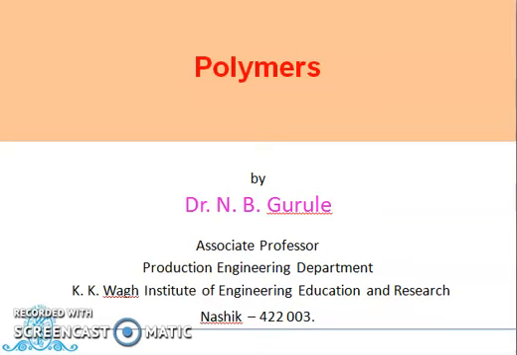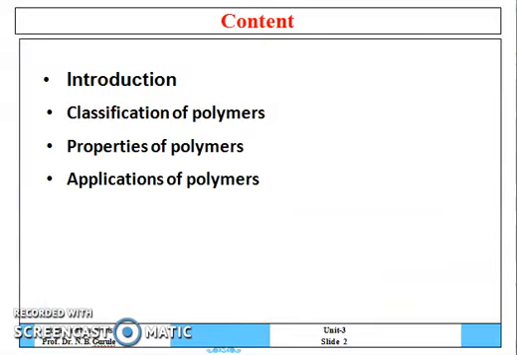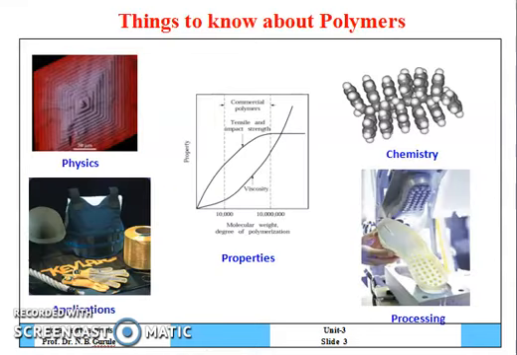So let us begin with advanced polymer materials as an engineering material, and polymers are nothing but plastics. Now, what are the different types of plastics? What are the properties of these plastics? And how they are classified and where these plastics are used, that part we are going to discuss in today's lecture. So let us start one by one.